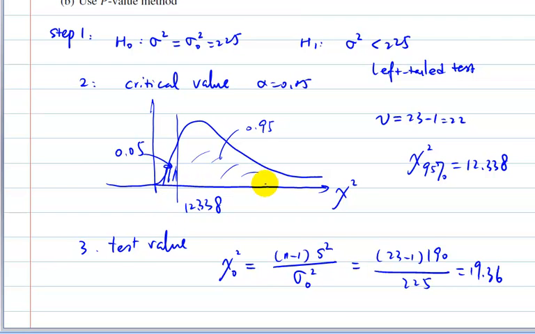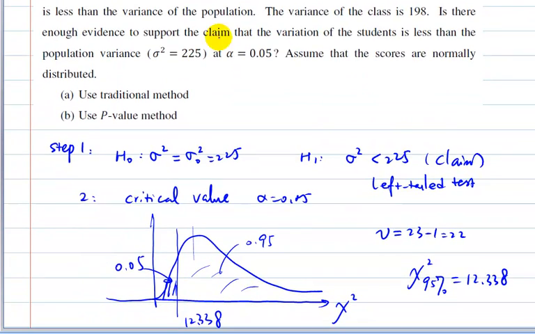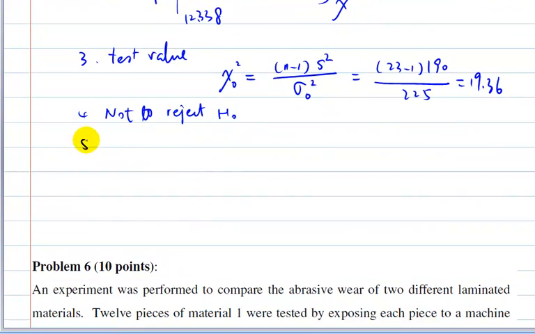Where's 19.36? Of course, it must be on the right, somewhere here. That means the decision is not to reject H0. As a matter of fact, this is your claim, because I read the question. So in the end, you can summarize: there is not enough evidence to support the claim. So that's the traditional method.